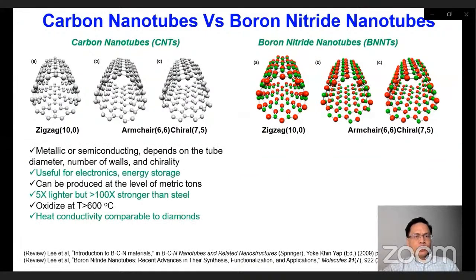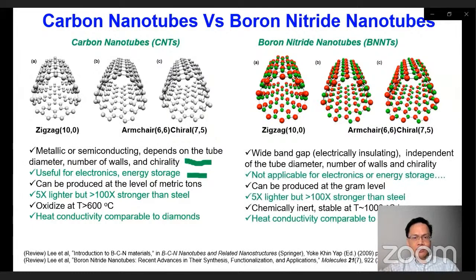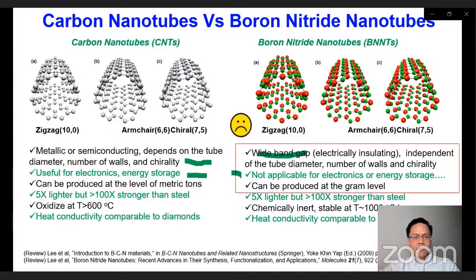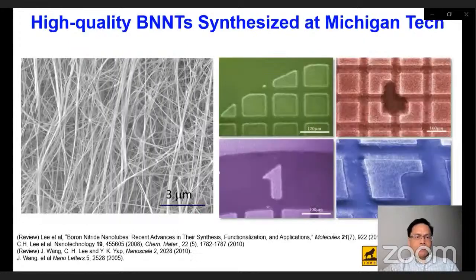There are differences between carbon nanotubes and boron nitride nanotubes. Just to name a few, carbon nanotubes are metallic or semiconducting, and they are useful for electronics and energy storage applications, whereas boron nitride nanotubes are wide bandgap, and they are always electrically insulating. Therefore, they cannot be used for electronics applications. These are the disadvantages of boron nitride nanotubes.